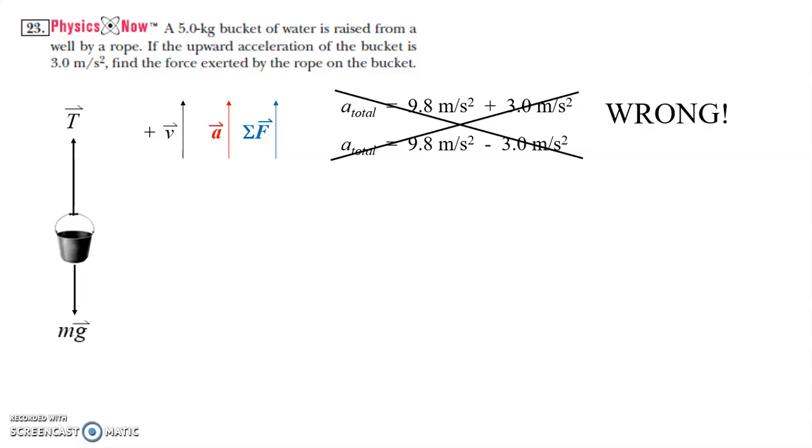When they tell you the acceleration is 3 meters per second squared, it's 3 meters per second squared, and that's it. They're not lying to you, so trust me, if you're doing anything with like a total acceleration, it's wrong. You've got to go back and fix it. It's not right.